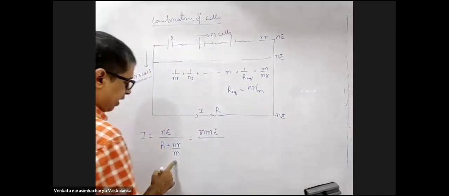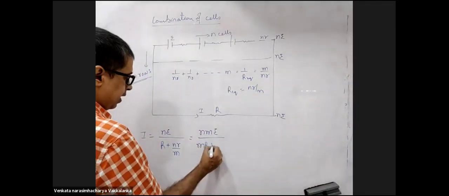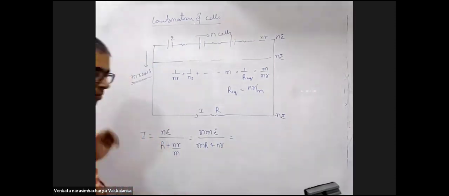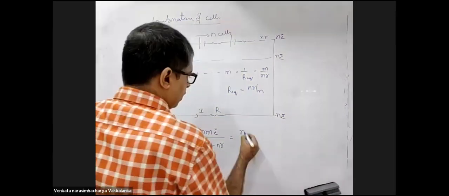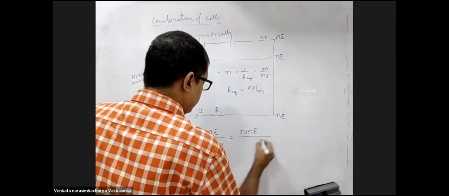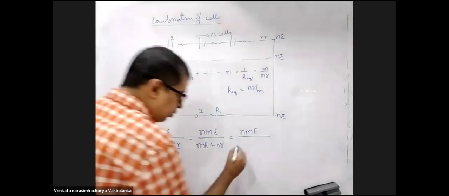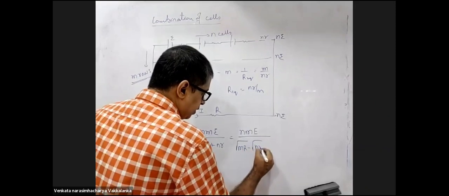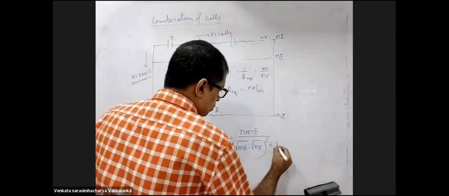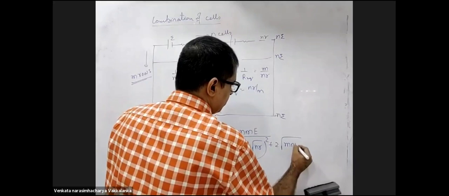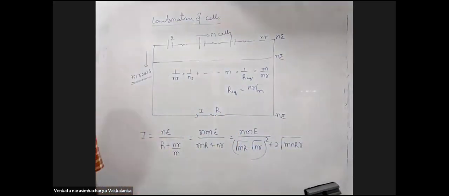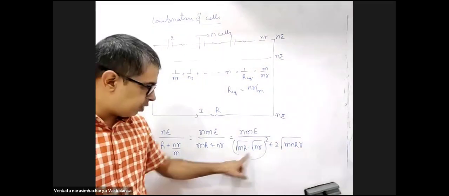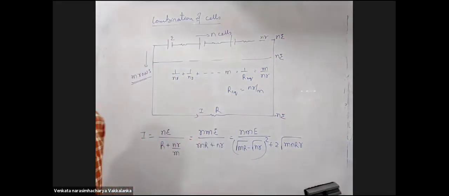Nm into E, I took LCM in the denominator: Mr plus N. Nm into E. Look at what we do in the denominator: (root over Mr minus root over Nr) whole square plus 2 root over Mn capital R small. Play with it a little for the simplification. Open up this and see if you are getting this or not.